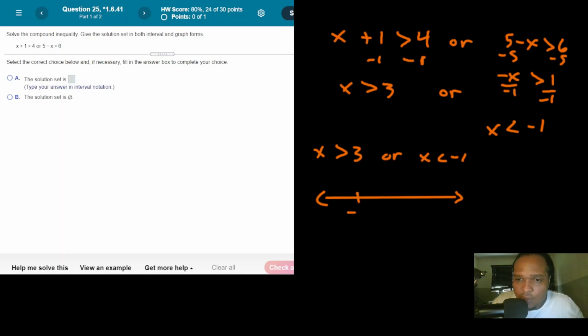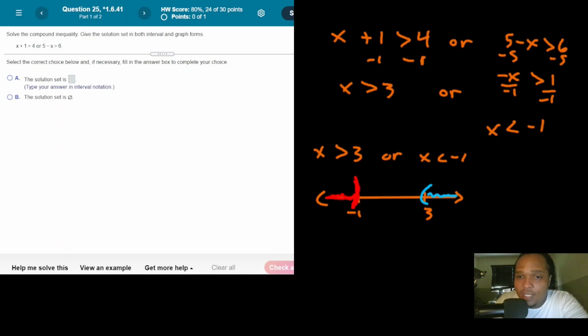Put your key players down, -1 and +3. X is greater than 3 with a parenthesis. X is less than -1 with a parenthesis as well. It's less than, so it goes that way. This is an or problem, so wherever you have a shade, that's what we have to include.